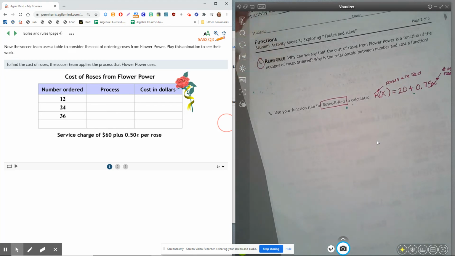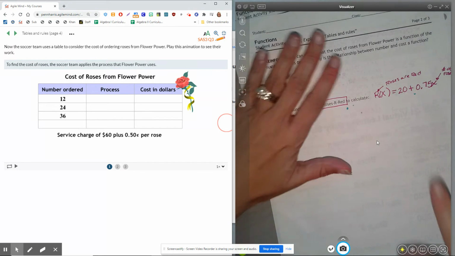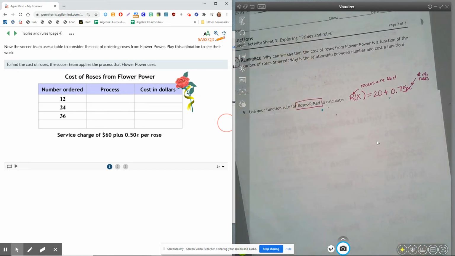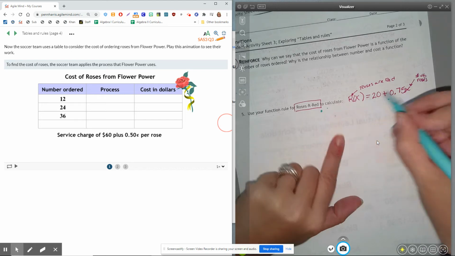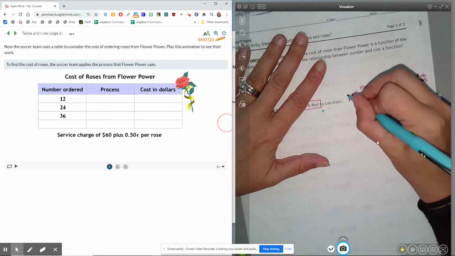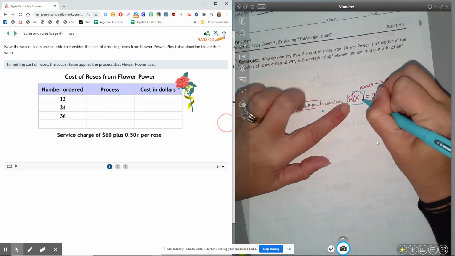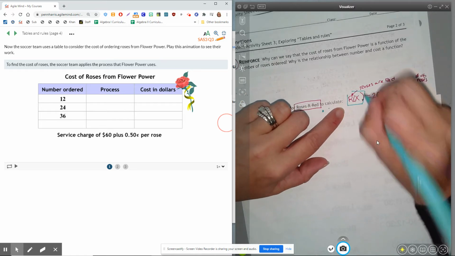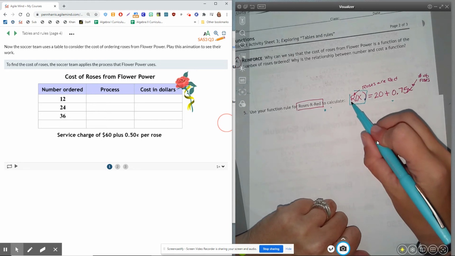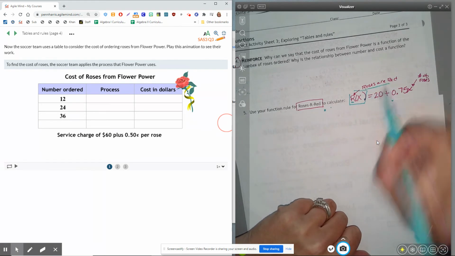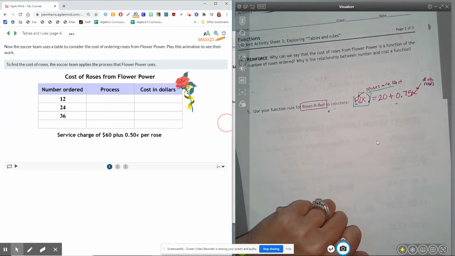Okay, they want us to use that function rule that we got for our Roses Are Red to calculate some information. Well, what I wanted to do is go back first and rewrite this as an actual function rule. You have to use this R of x. You could use f of x, t of x, q of x, whatever you want of x, guys. Why did I choose R? Because the company was called Roses Are Red. That's why I chose R. The R stands for Roses Are Red.